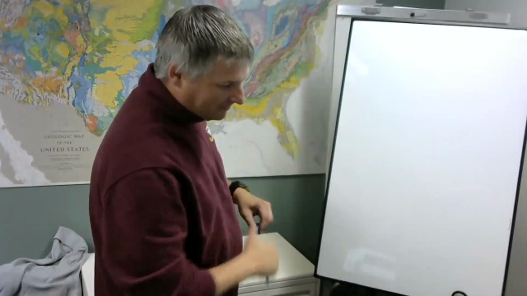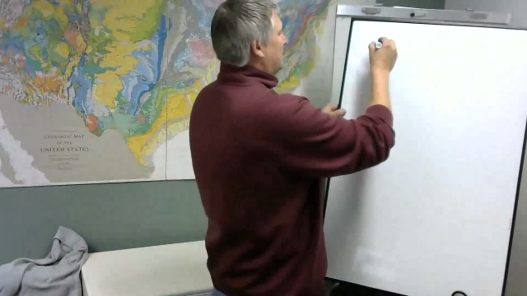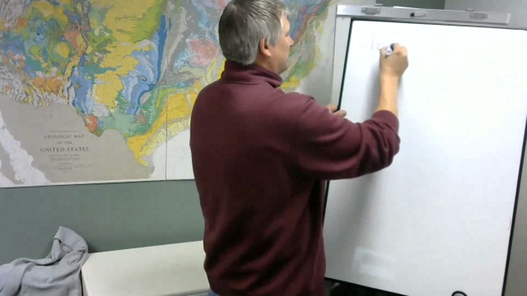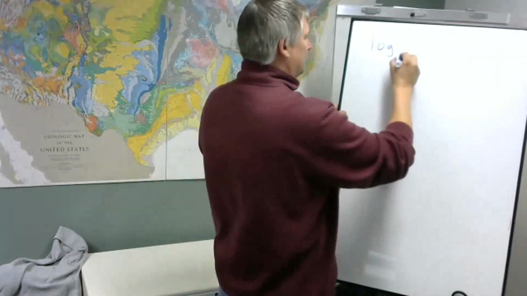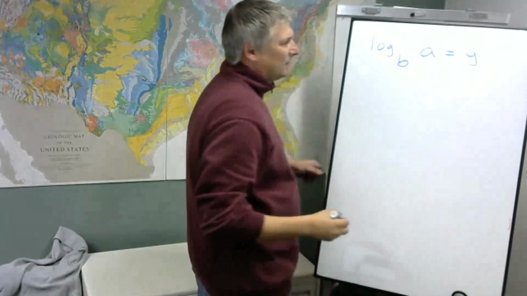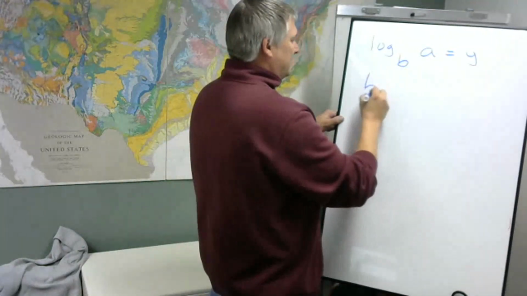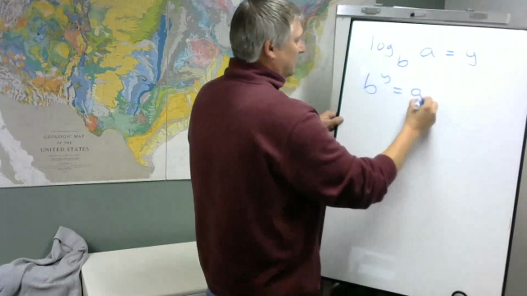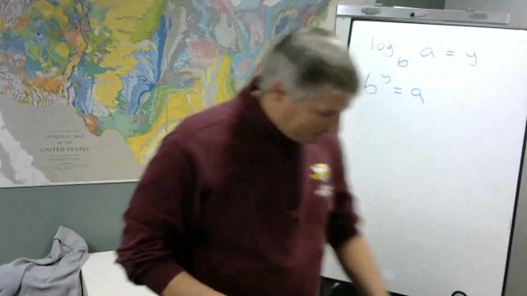Well, let's start out. Say this is equal to y. So this means that b to the y is equal to a.